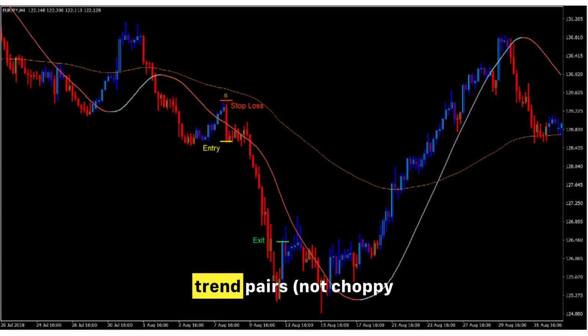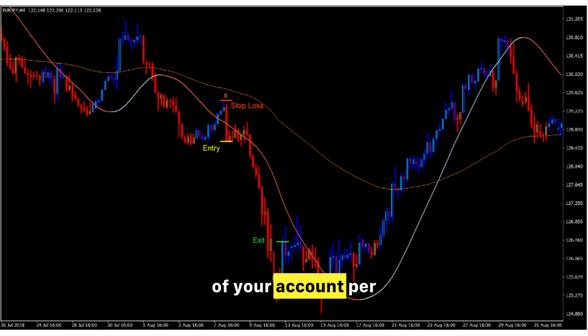Focus only on strong trend pairs, not choppy ones. Use a 1.2 or better risk-reward ratio and risk only 1 to 2% of your account per trade.